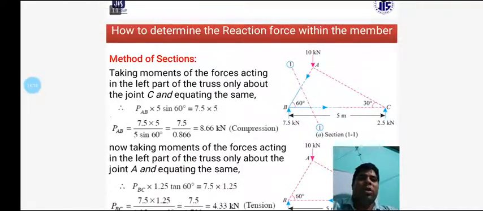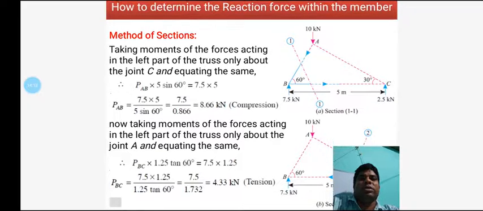Now how to determine the reaction force within the member? So this is the problem, by the method of sections. Taking moments of the forces acting in the left part of the truss only about the joint C and equating the same. That means PAB into 5 sin 60 is equal to 7.5 into 5. Now PAB is equal to 7.5 into 5 by 5 sin 60. That means 7.5 by 0.866, that is equal to 8.66 kilonewton in compression.